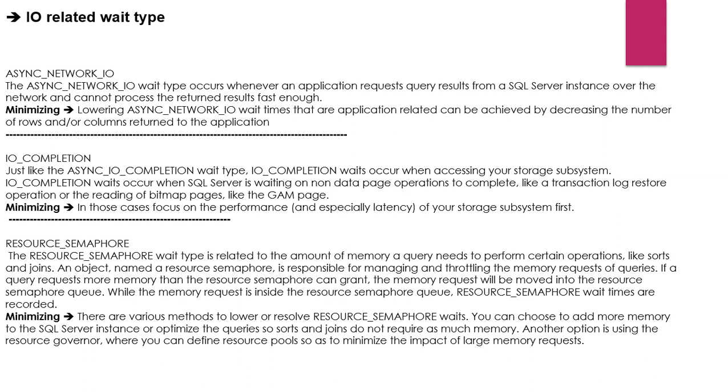How can we minimize this async network IO? Lowering async network IO wait types that are application related can be achieved by decreasing the number of rows and/or columns returned to the application. We can minimize the number of rows or columns by filtering out the unnecessary records and also unnecessary columns in the query.